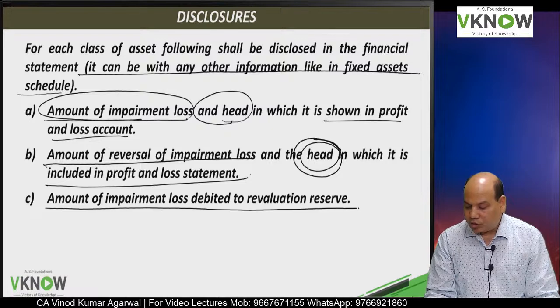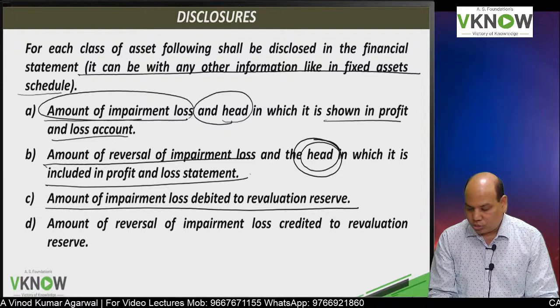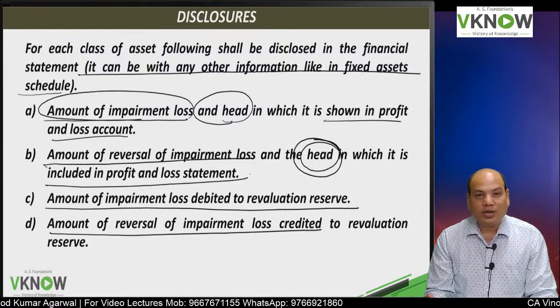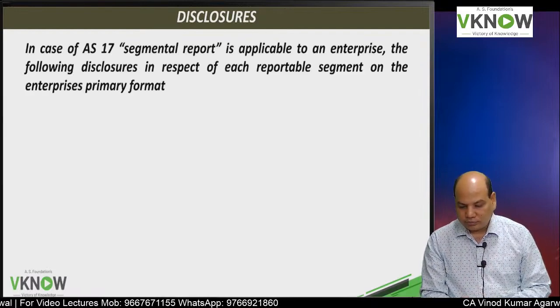In case you have debited any impairment loss to revaluation reserve, disclose it. In case you have reversed any impairment loss and credited it to revaluation reserve, you need to disclose that.